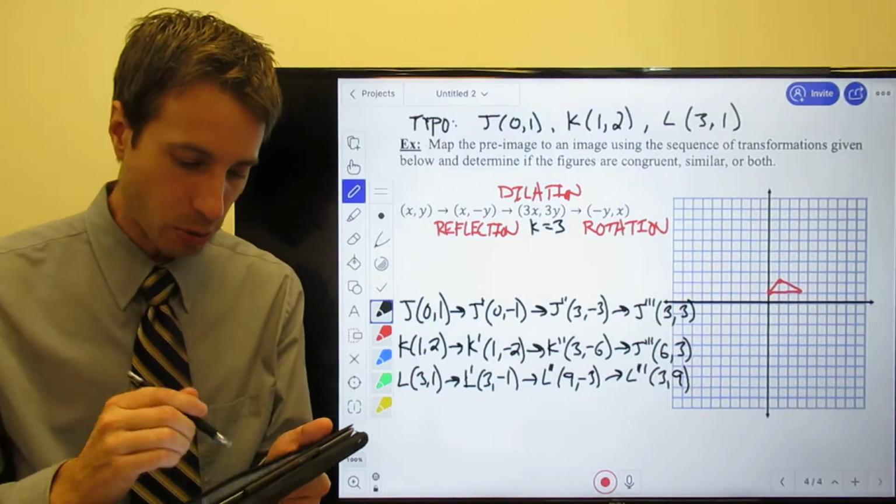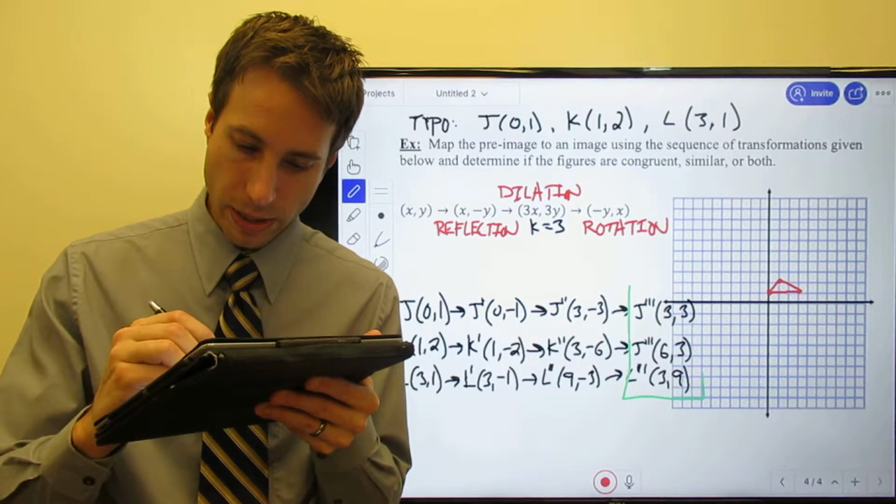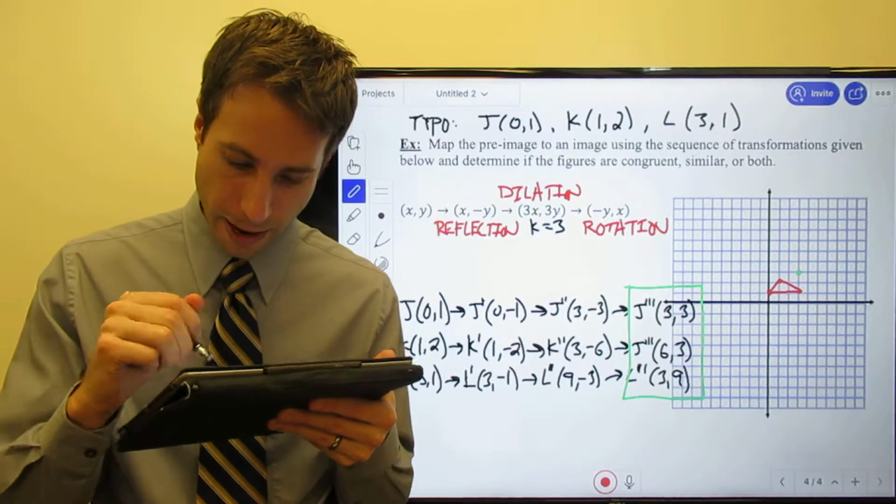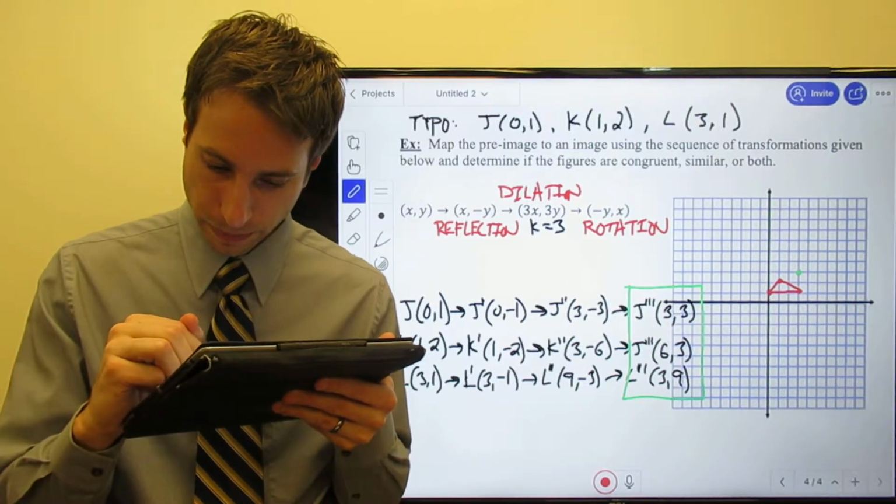All right, hey, let's plot these points. I will do them in green. Here we go. 3, 3. 1, 2, 3, 1, 2. Right there. Then I'm at 6, 3.